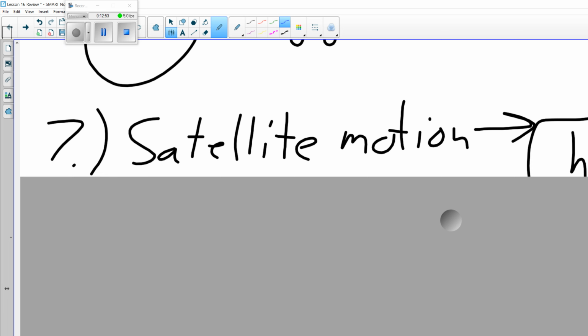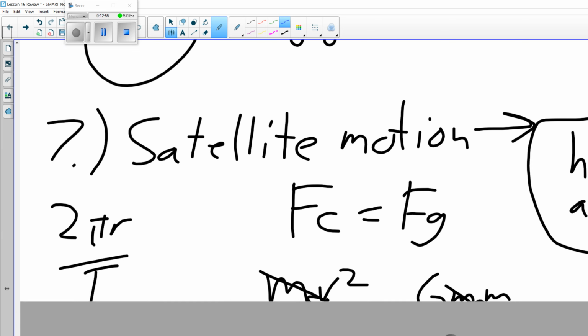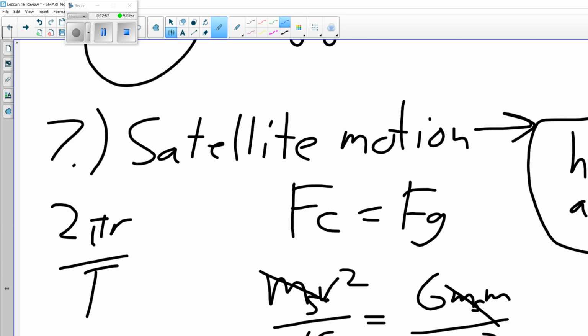All right, so in a satellite motion question, remember you are looking for those 3 words that will be used to attempt to trick you. If it says height, altitude, or above the surface, it's not giving you or not asking for the entire orbital radius. Remember that orbital radius is measured center to center.